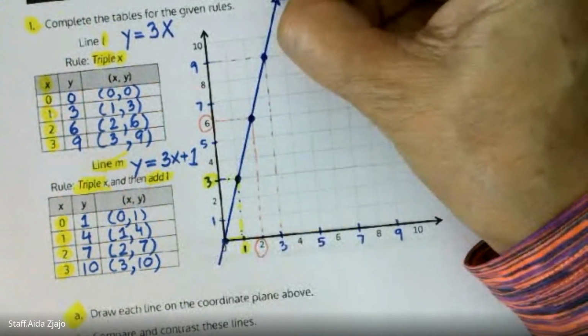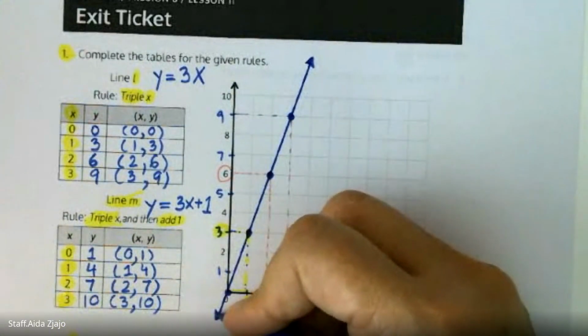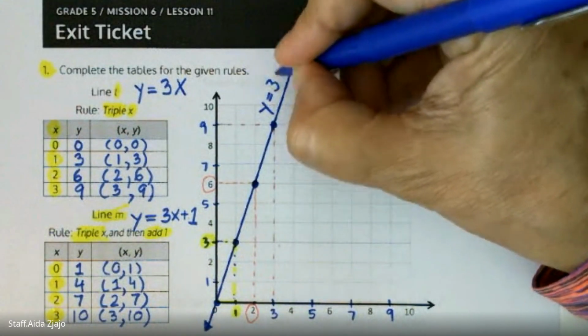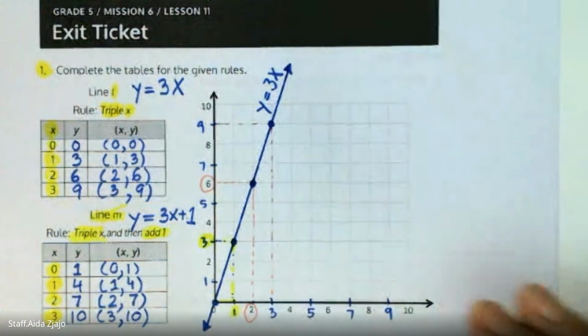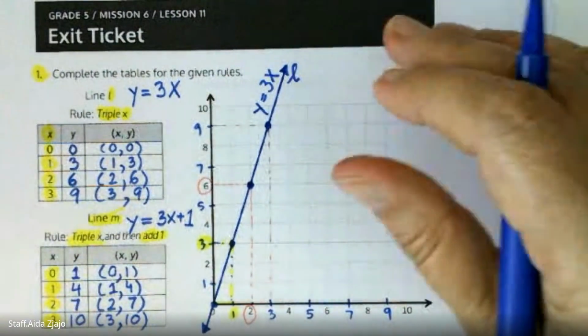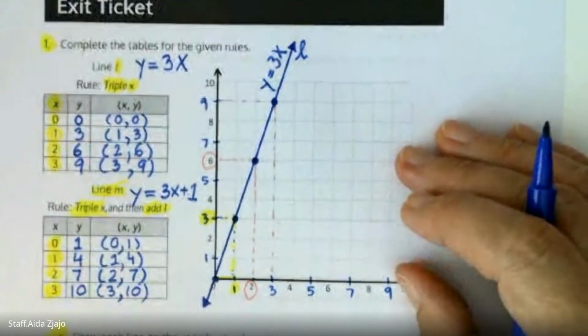Okay, and then I can also add the rule for the line. So y equals 3x. Okay, and that is line L. Let's construct line M.